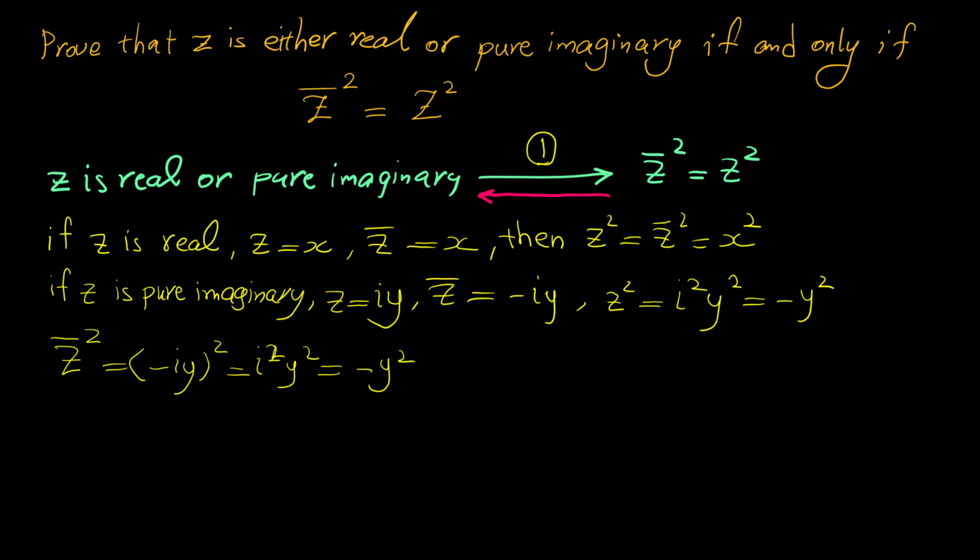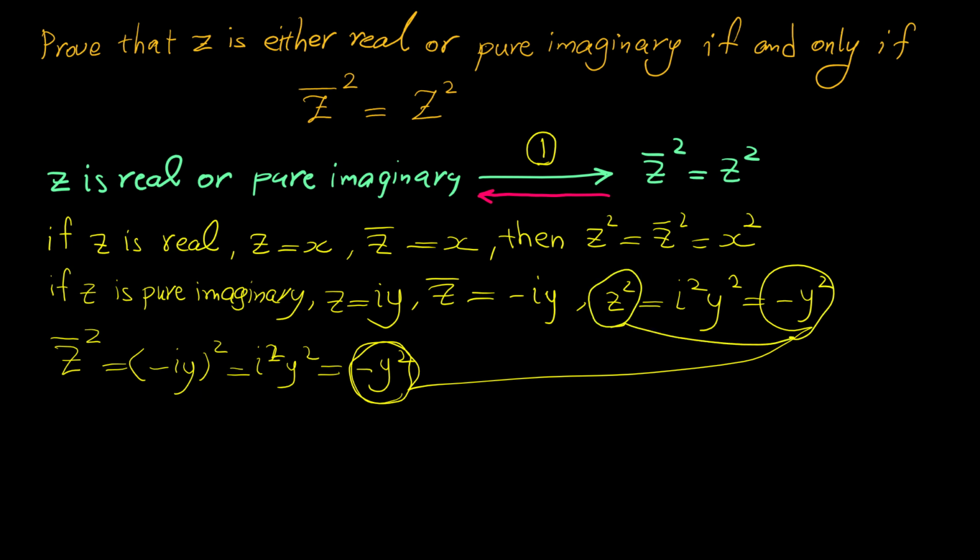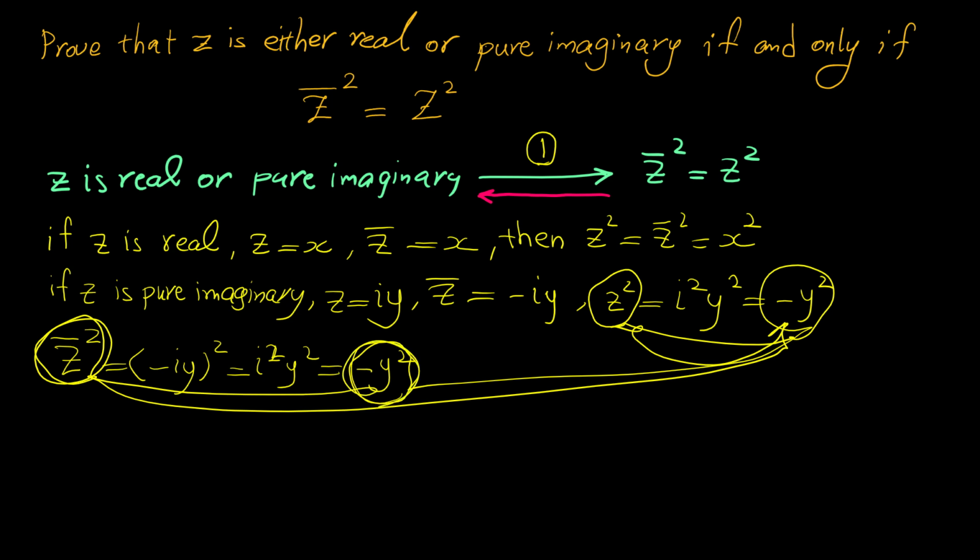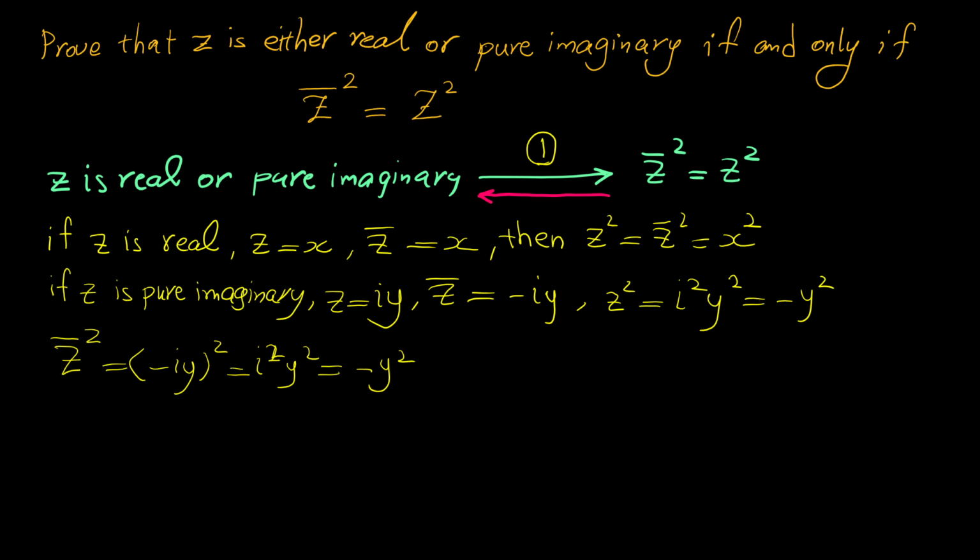Now compare these two. Negative y to the 2, negative y to the 2. Z to the 2 is negative y to the 2. Z conjugate to the 2 is also negative y to the 2. So this shows that we conclude that z to the 2 is equal to z conjugate to the 2, and both of them are equal to negative y to the 2.